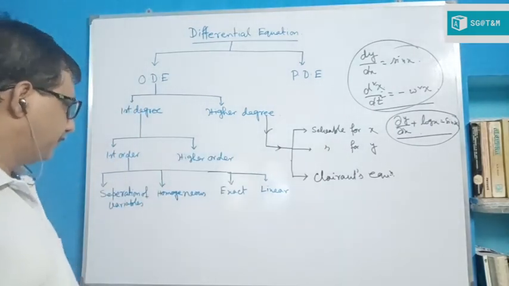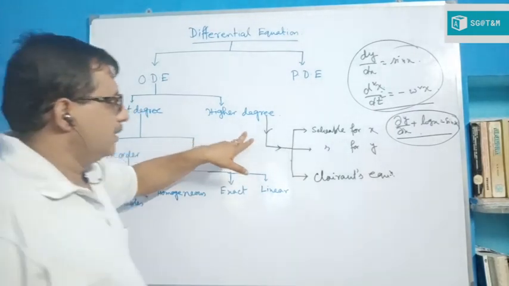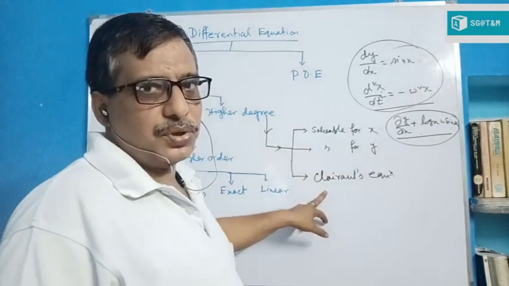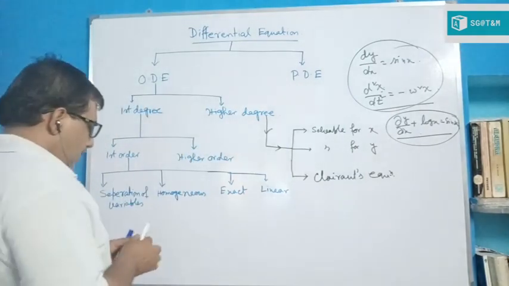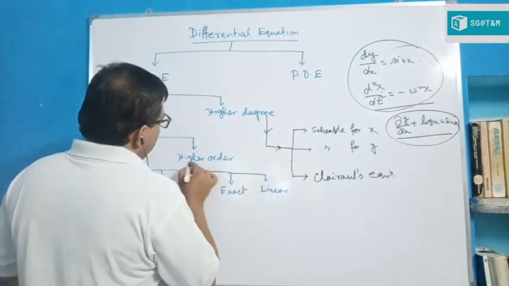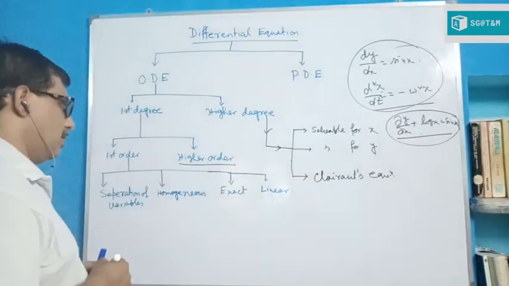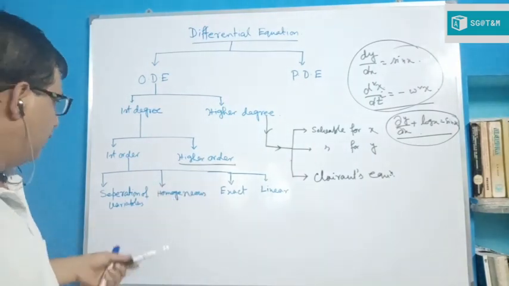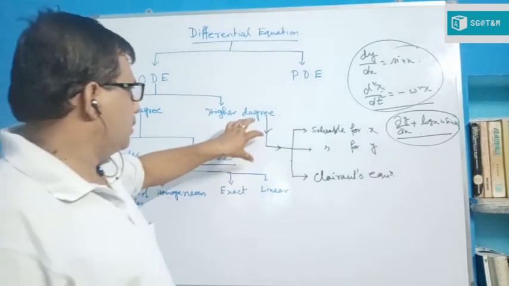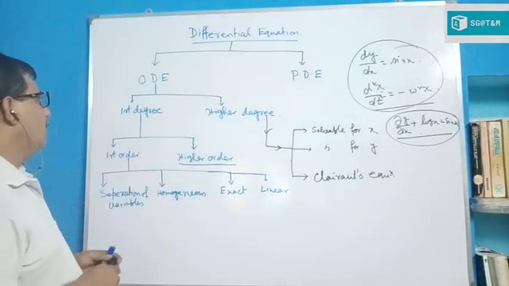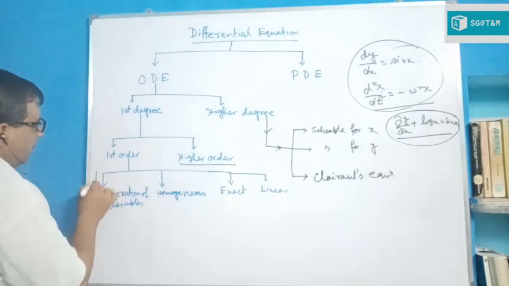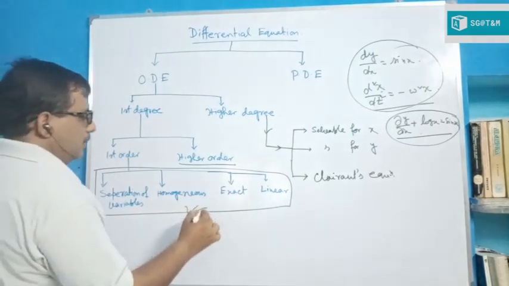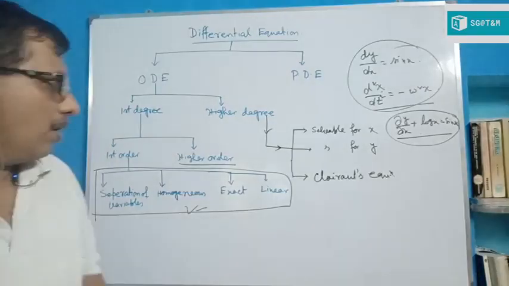And higher degree can be broken in three parts obviously: solved for x, solved for y and Clairaut's equation. Obviously there are so many parts of this one also, higher order also, homogeneous, exact, linear also in higher order, but we are not interested in that. In our syllabus we are interested only in these four types of equation which we have to solve.